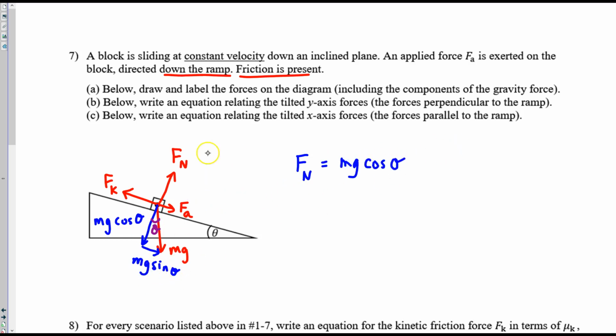When I balance left and right, because after all, velocity is constant, pointing leftward is just Fk. Pointing to the right is, we have two things. Fa points to the right, and mg sine theta points to the right. So let me add them both on the right side.